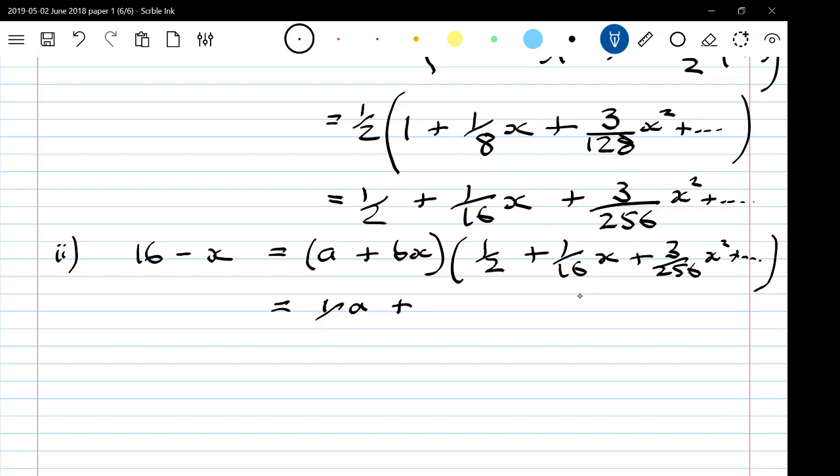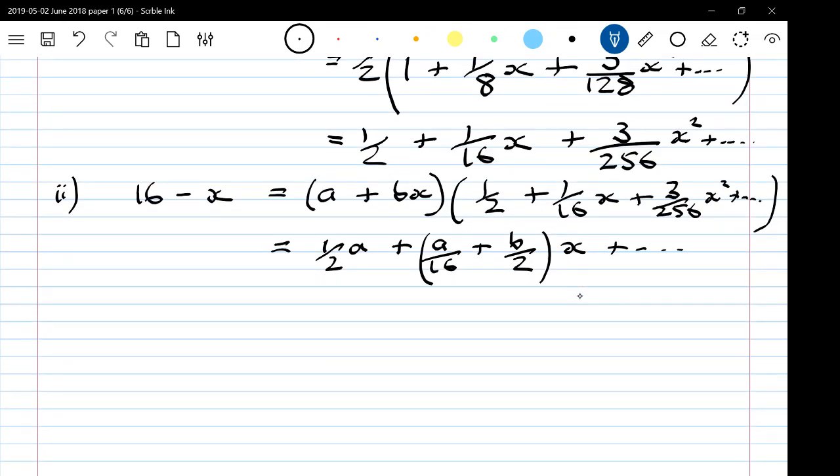What have I done there? A times a half. Plus a times a 16th x plus a half of b. And then we'd have other terms involving x squared and that kind of thing as well that would be going on there. So, a half of a is 16, which gives us a is 32.